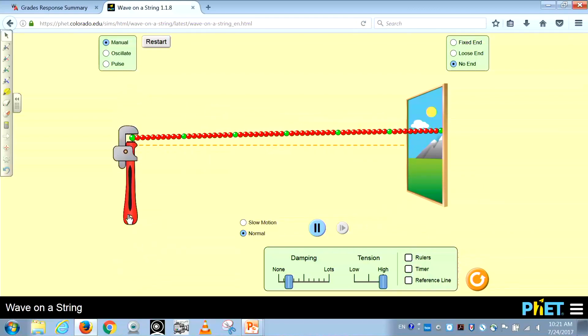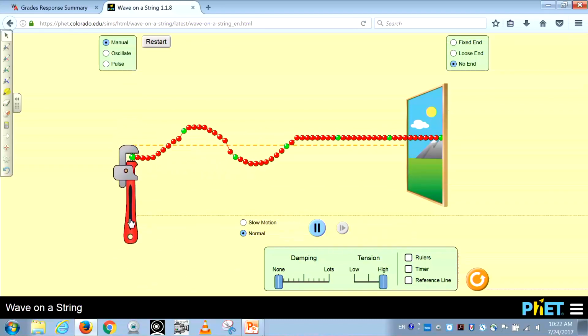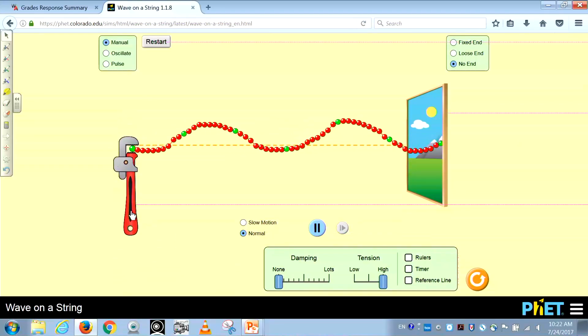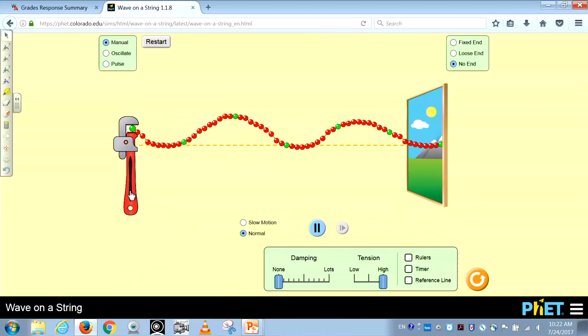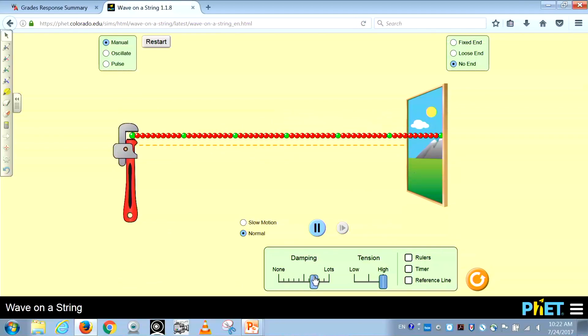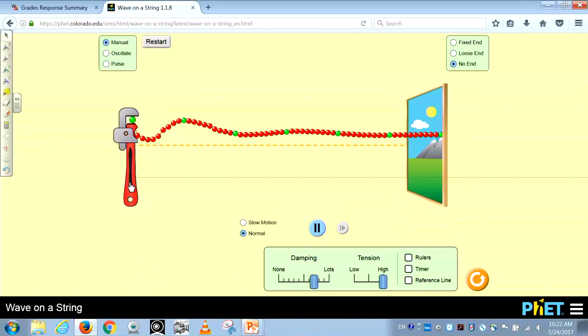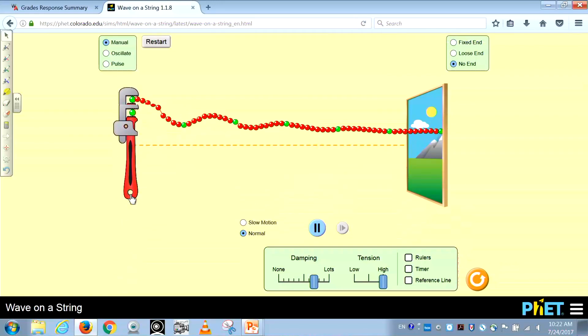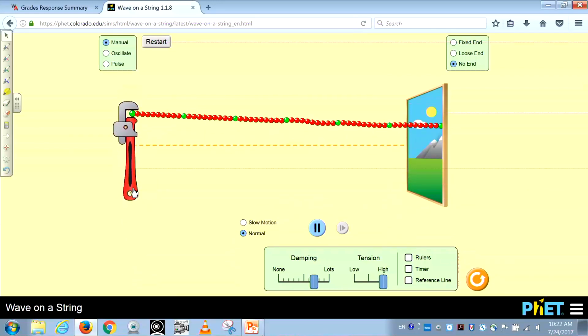In real life, of course, there is some friction. We can play with no friction. In that case, the amplitude of each pulse is the same, doesn't change. Increase the friction, of course, some energy getting lost. Initial amplitude is large, but then eventually it goes to zero.